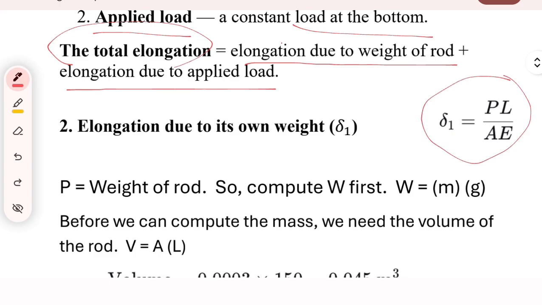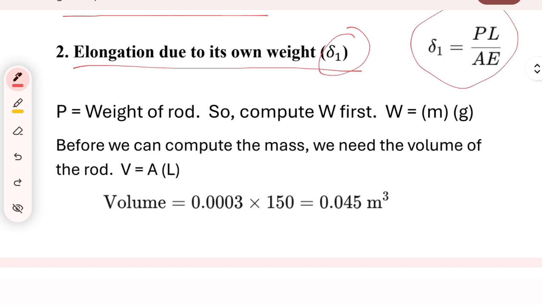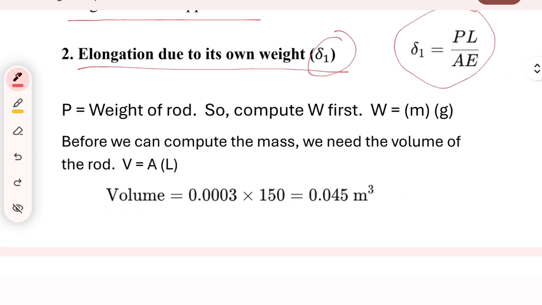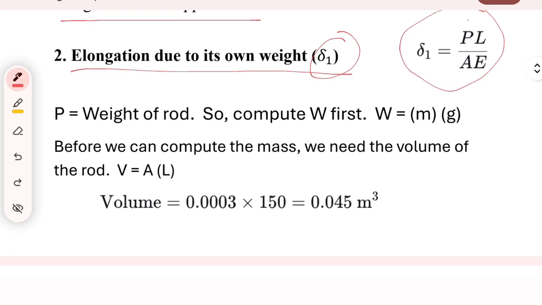First we will compute the elongation due to the weight. Let's call it elongation 1. In the case of elongation 1, since it is the weight, instead of the load P, we will replace P with the weight. The weight is the one that's causing the elongation, not the P. So let's start with the elongation due to its weight. That means we need to compute P, which is equal to the weight of the rod.